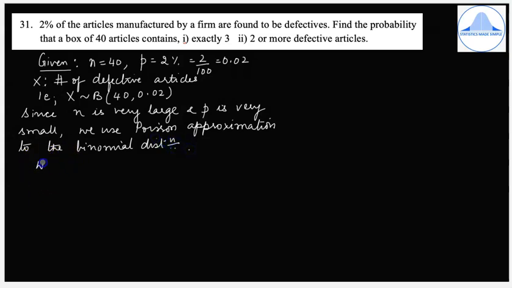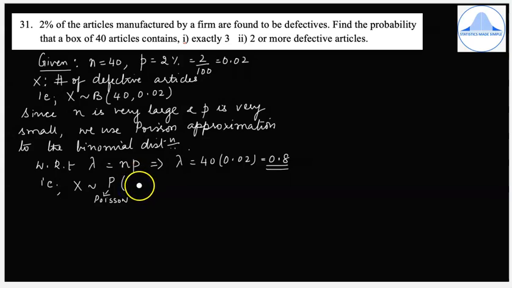So now we know that when n is large and p is very small, the third condition is lambda is equal to np. So which implies lambda is equal to 40 into 0.02, that is equal to 0.8. So now x will follow capital P, Poisson with the parameter within brackets, that is lambda. This is 0.8. Okay.